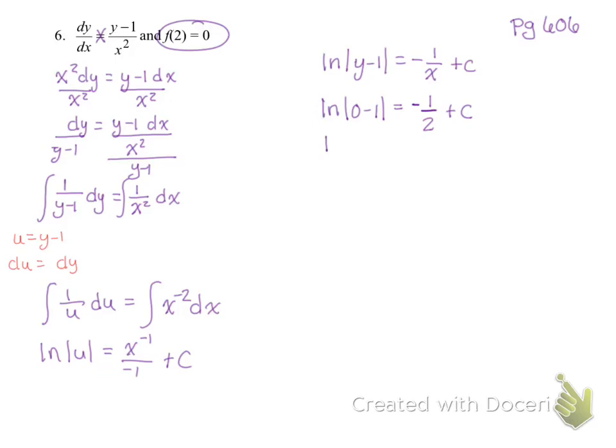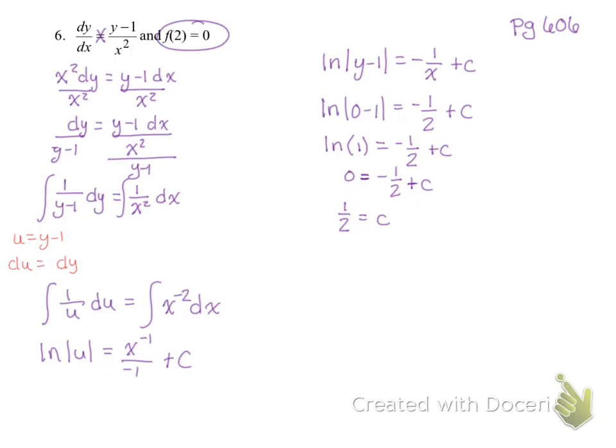So we have a natural log of 1. At that point, it's no longer absolute values. It is equal to negative 1/2 plus c. You should know that the natural log of 1 is actually 0. But if you don't know that, type it into your calculator and double check yourself. I still have to check myself on that. So we just add 1/2 to the other side, and that's what c equals.